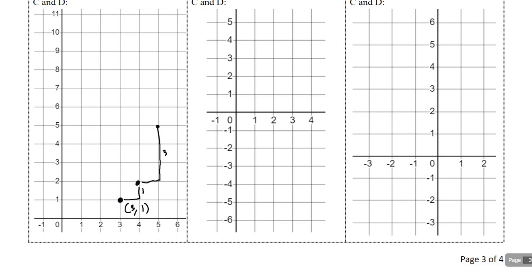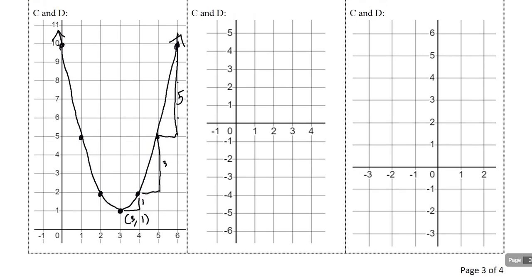I go over 1, up 5. And then I have symmetry to get the other parts. And I connect with a smooth curve. If you can find the vertex and you can identify A, graphing is a breeze with 1, 3, 5. Okay, next.